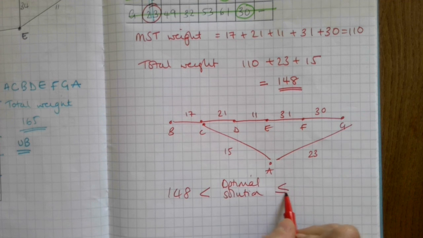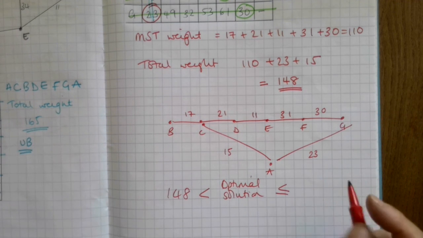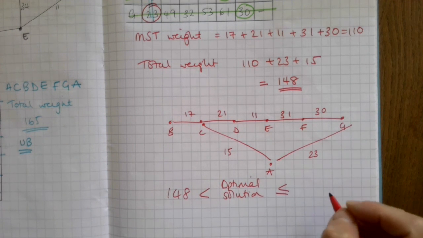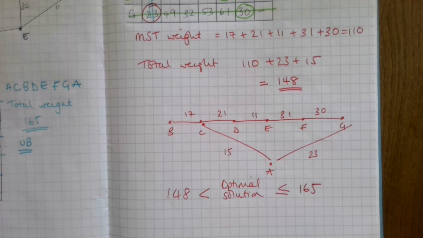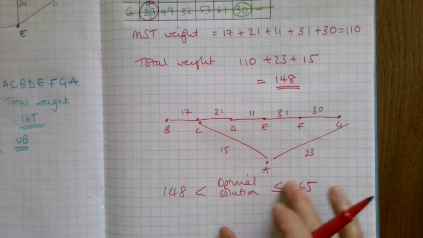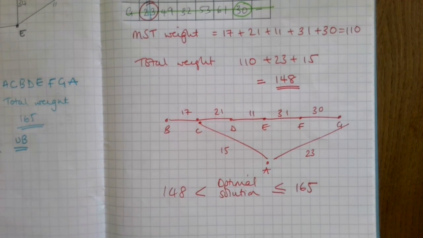And the only upper bound we've got is 165. There might be a better one, but they didn't ask you to find any more. But if it was our lowest possible upper bound, then we'd have it there. So that's what our travelling salesperson answer would look like.